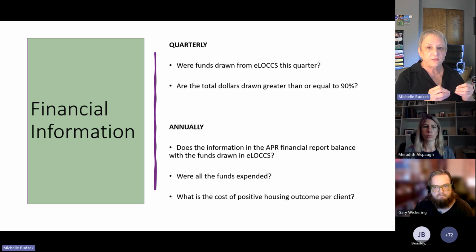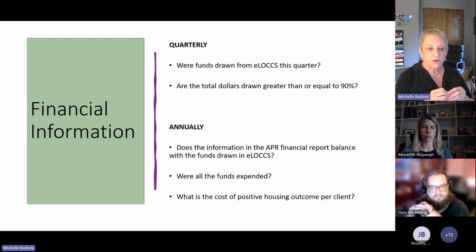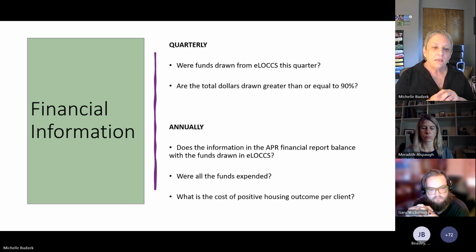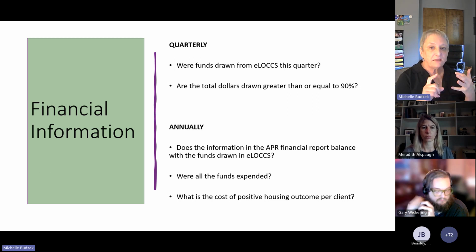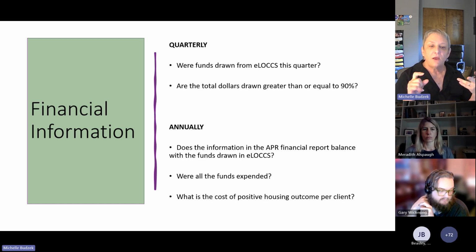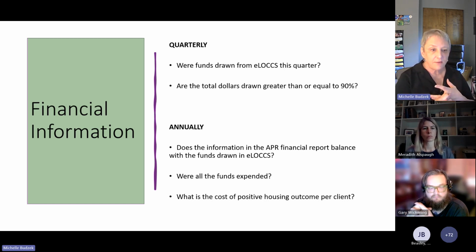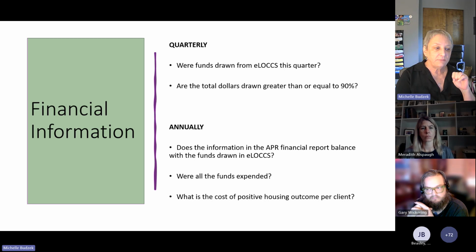So you get that matched up with financials. Your financial folks is really important, and then you're going to show your match, which is 25% of your expenditures in general. There's some exceptions to that, but in general, it's a 25% match. What does HUD do with that? HUD looks at, are all the funds expended? Were they expended on the right thing? What's the cost of positive outcome for client? All of those kinds of things get measured and looked at from the financial information that you submit.